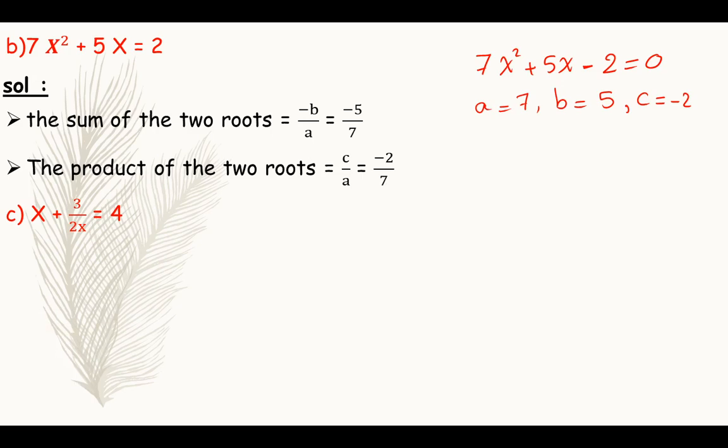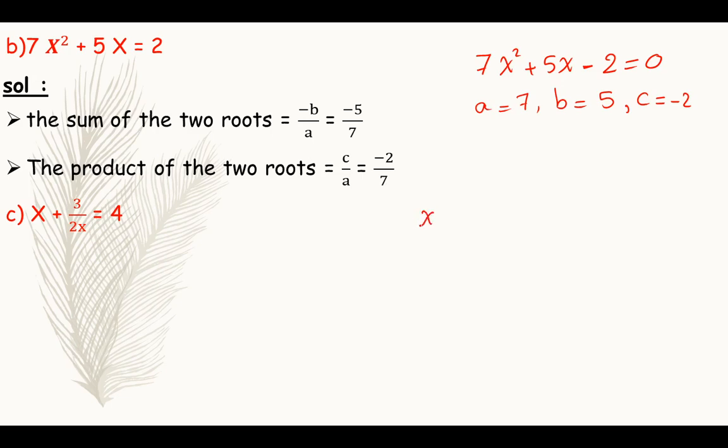x plus 3 over 2x equals 4. Here we have 2x in the denominator. So our first step is to get rid of 2x in the denominator. So multiply all the terms of the quadratic equation by 2x. Excellent. We are going to multiply all the terms of the equation by 2x. Okay, let's do it together.